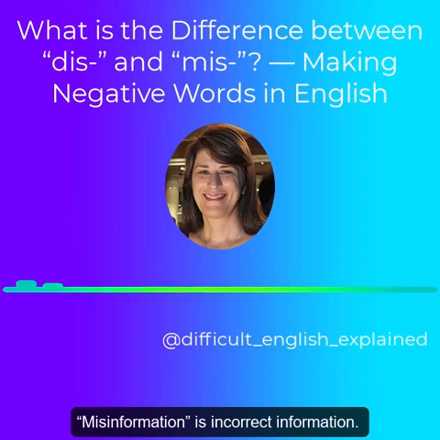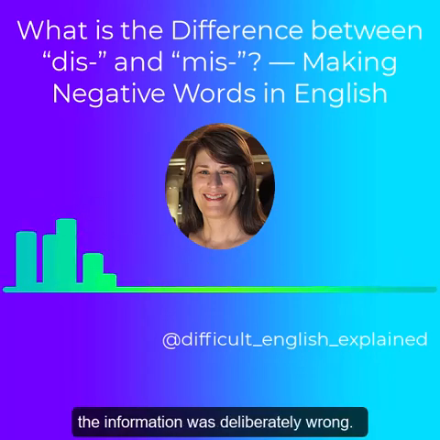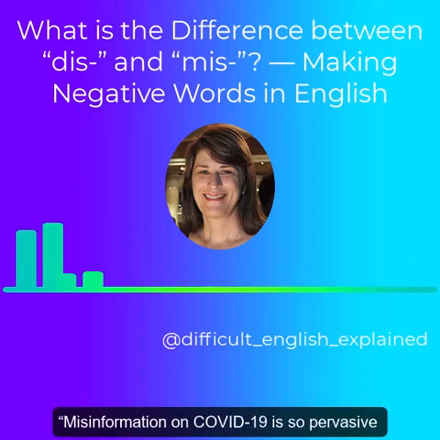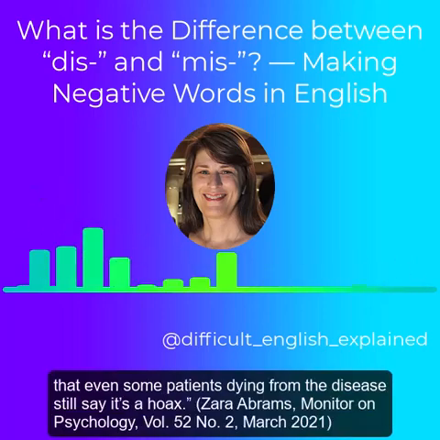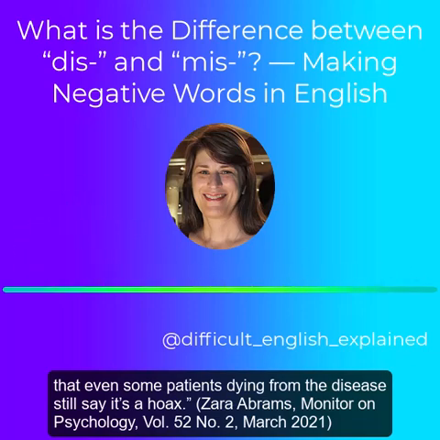Misinformation is incorrect information. Unlike disinformation, misinformation does not have the implication that the information was deliberately wrong. It was simply incorrect. An example would be, misinformation on COVID-19 is so pervasive that even some patients dying from the disease still say it's a hoax. Zara Abrams, Monitor on Psychology, Volume 52, Number 2.